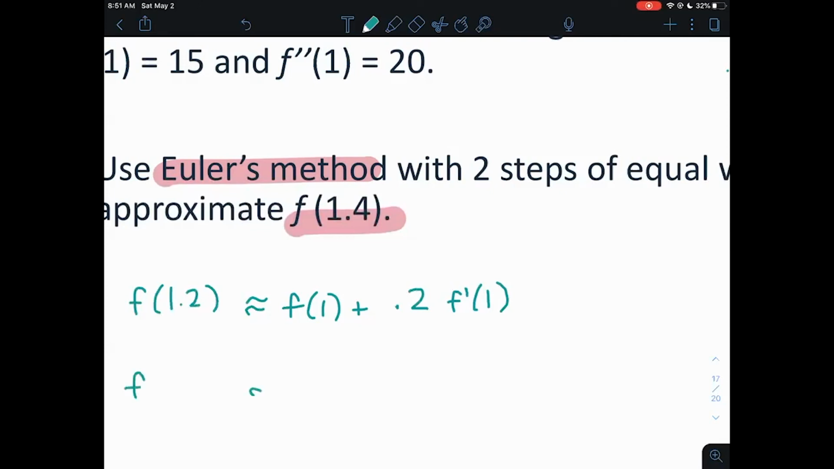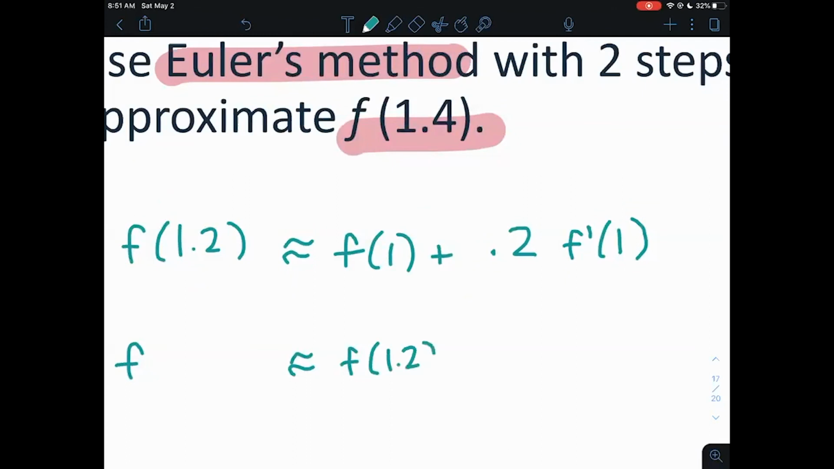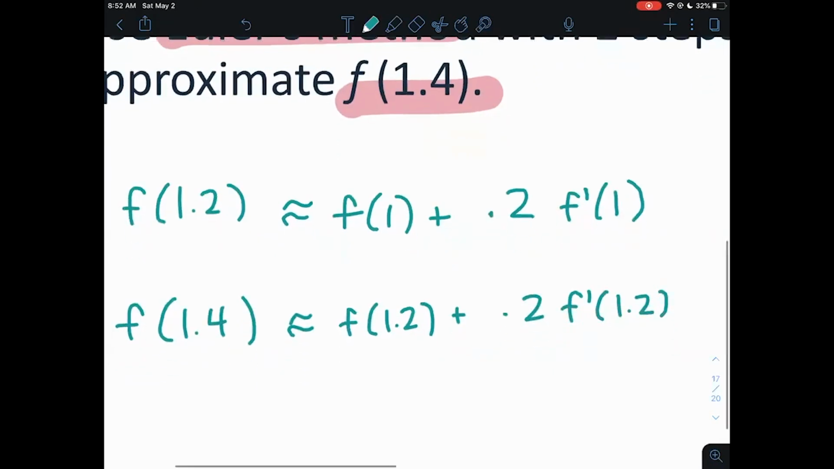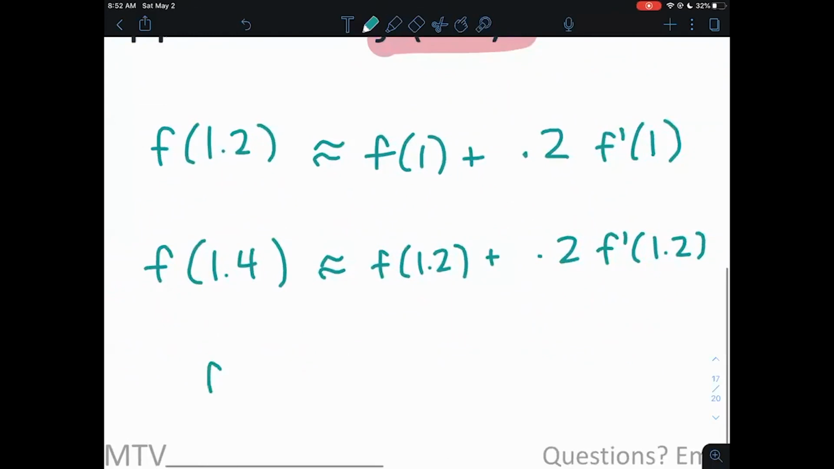And then once we are at f of 1.2, I will use the derivative evaluated at 1.2 with a step of 0.2 to get to 1.4. And when we do that, I want to show you the setup, not necessarily plugging in numbers over and over and over. F of 1.4 is equal to 19.